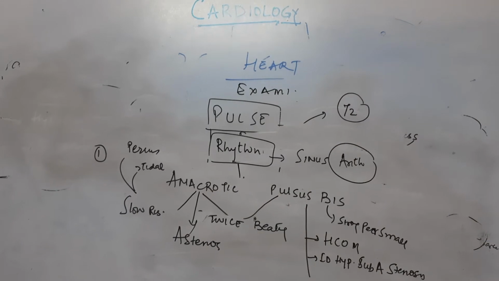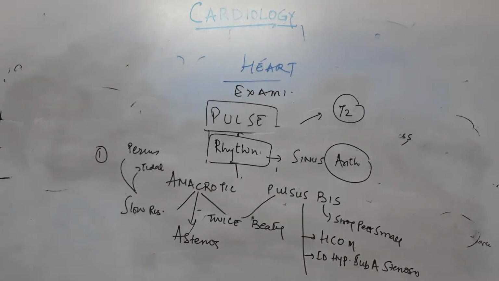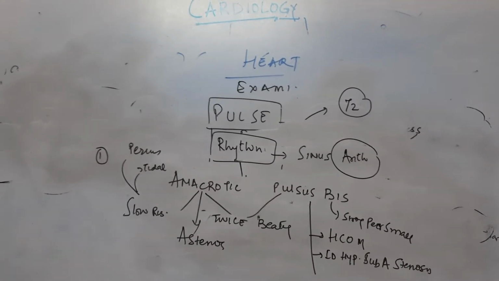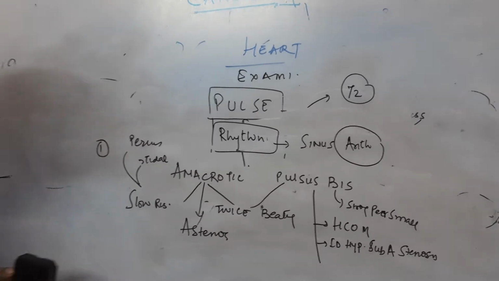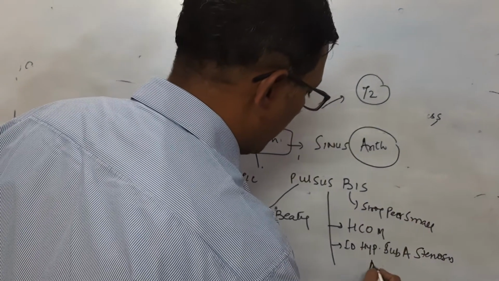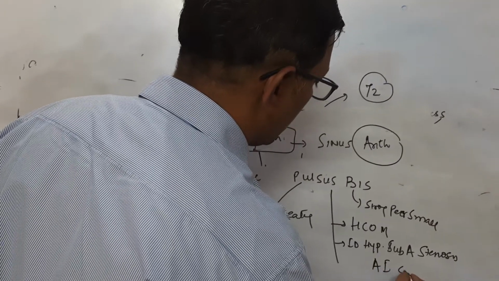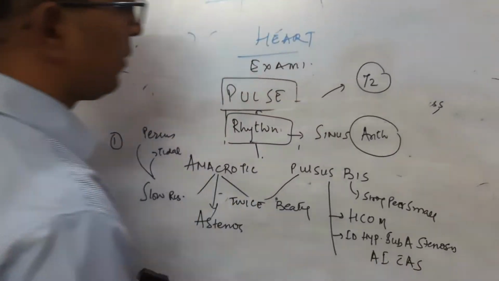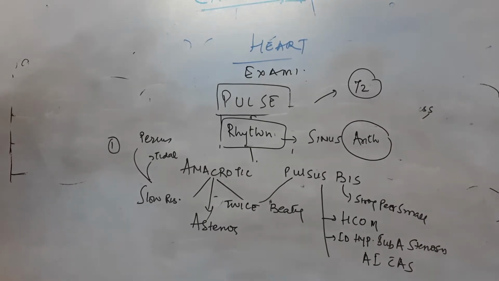Then it is found in your typhoid fever. Sorry, not in typhoid fever. It is found in mild AI with AS, aortic incompetence with aortic stenosis. So three places you find the pulsus bisferiens.